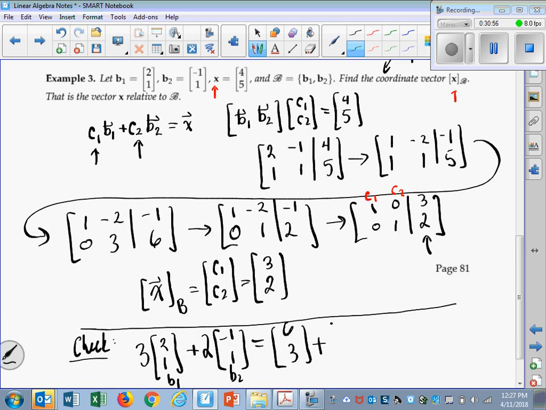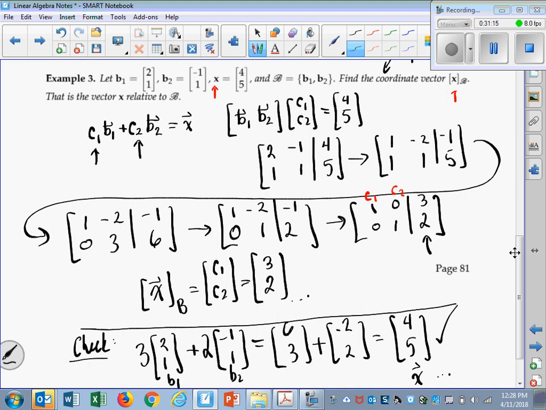Right? So it's a way of kind of checking that you found the proper coordinates. So this is the standard coordinates for the vector X, and these are the B coordinates for the vector X. So 2 different representations for the same vector. All right, cool.